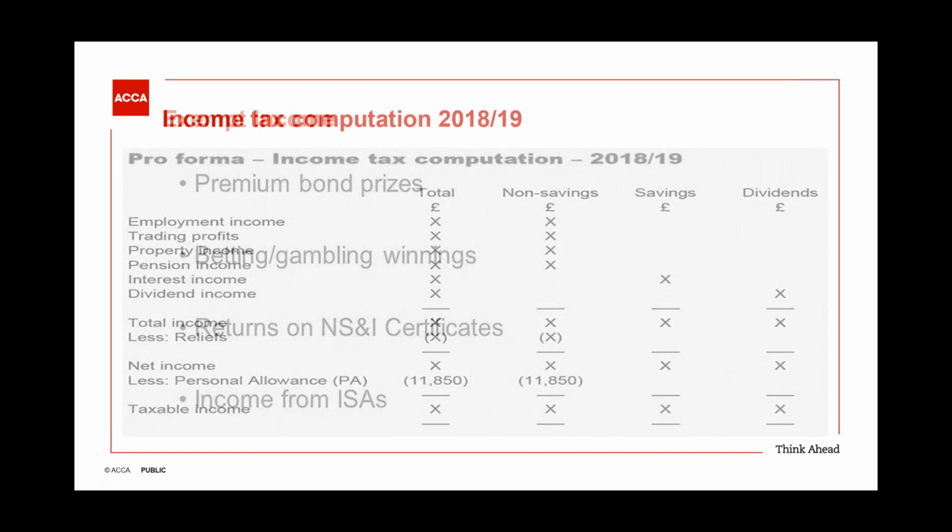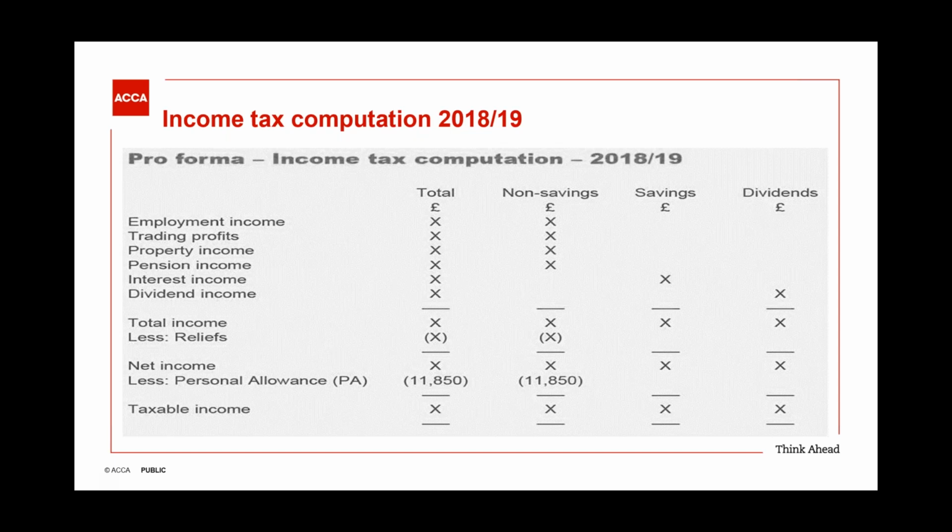You see now on the screen, this is the income tax computation for the tax year 2018-19. You add all your sources of income together, then you get the total income. From that, you can deduct the reliefs. Then you get an important answer called net income. From the net income, when you deduct personal allowance, for the current tax year, personal allowance is 11,850. When you deduct that value, you get something called taxable income.